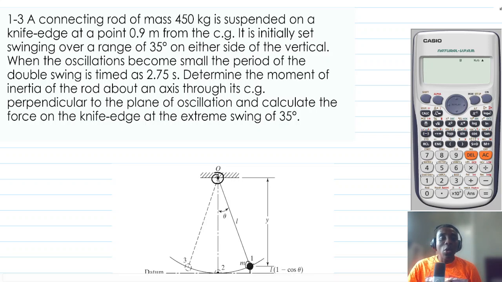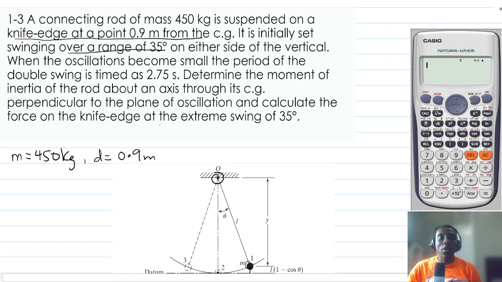So we've got a connecting rod, and the mass is given as 450 kg. It's suspended on the knife edge at a point which is 0.9. Let's call that point D, the distance from the center of gravity, 0.9. Initially set swinging over a range of theta, 35 degrees on each side. When the oscillation becomes small, the period of double swing is 2.75 seconds.